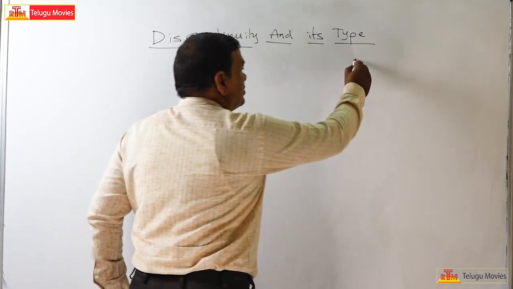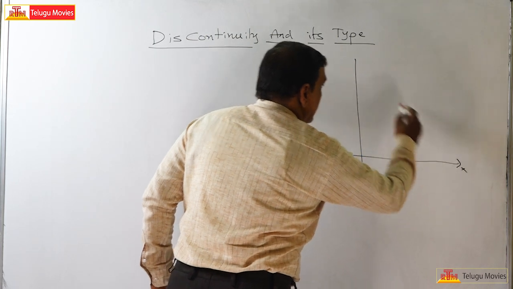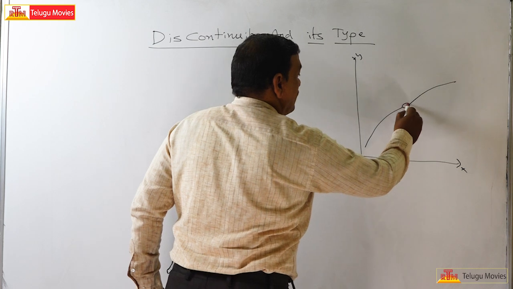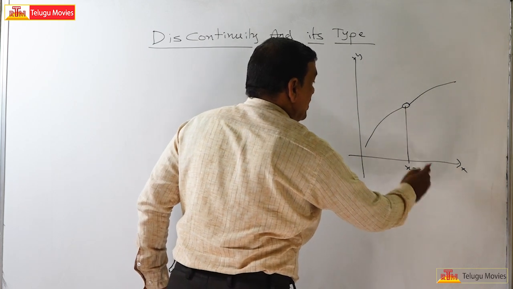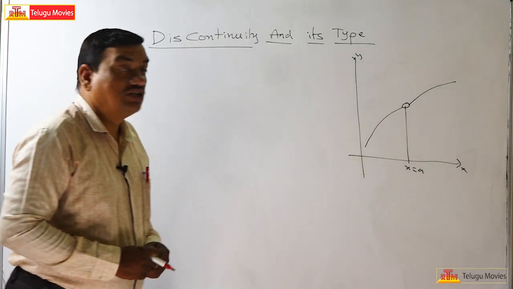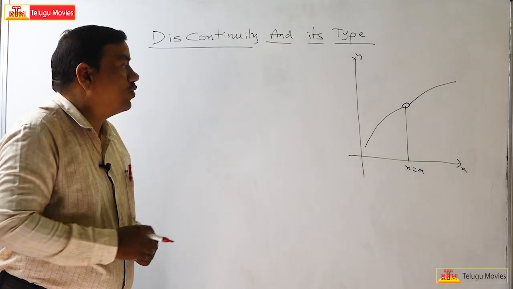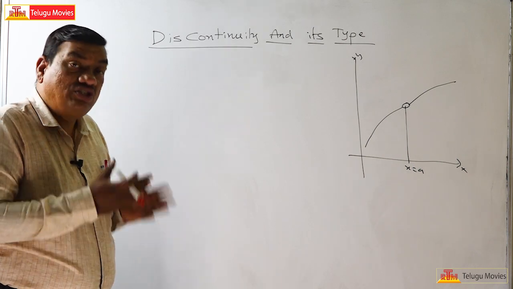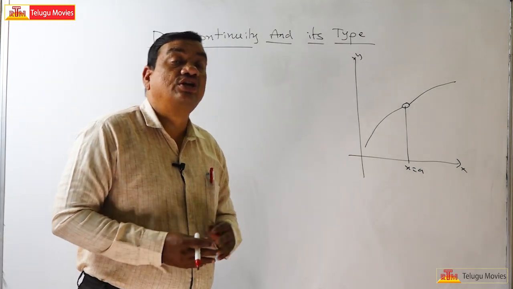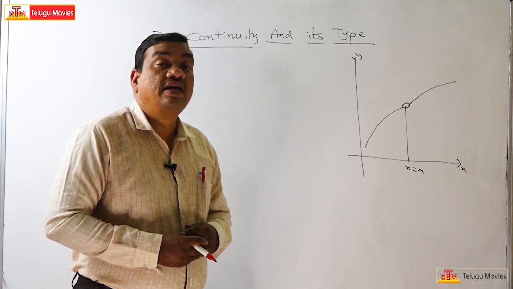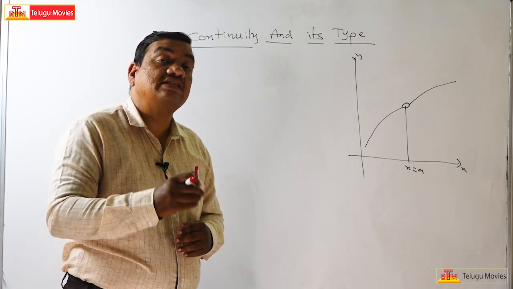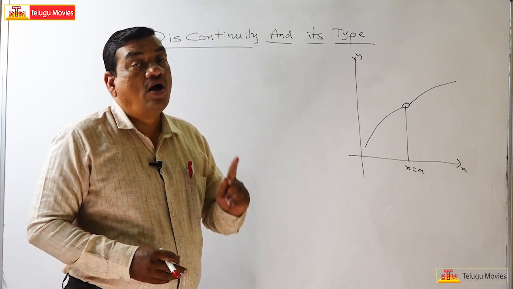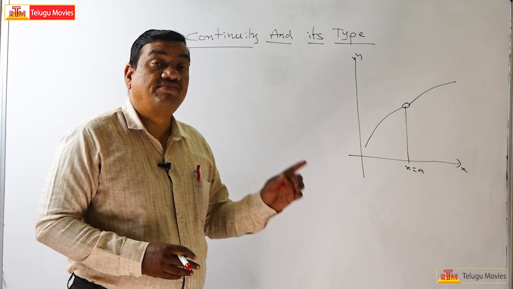For example, let us take a graph with x-axis and y-axis. If there is any function with a break at x is equal to a, then we say that the function is discontinuous at x is equal to a. That means it has a break. In which cases is the function discontinuous? How do we say the function is discontinuous at x is equal to a? Before saying that, let us see when the function is continuous.